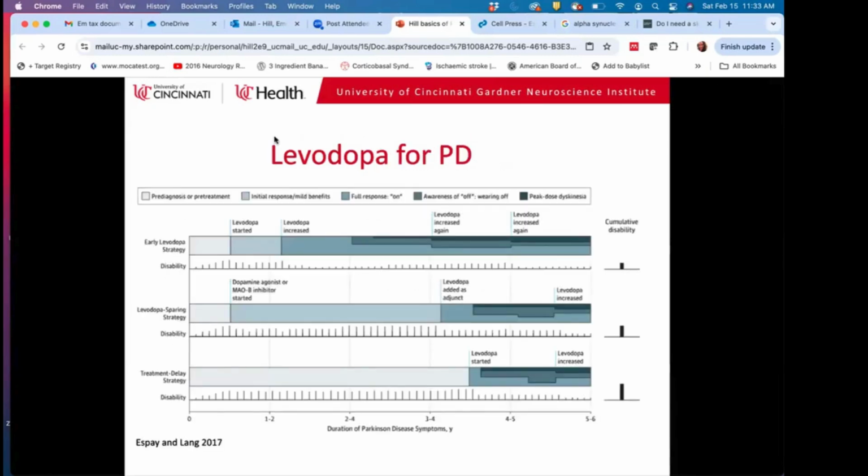Here's a little chart that shows a research project we did. This is Dr. Espe from our clinic and Tony Lang, his mentor, about how levodopa improves quality of life. If you start it earlier, people tend to have more productive years in their life, right? They can do more of what they want to do because they're on the meds. So I'm pretty aggressive. I recommend it.